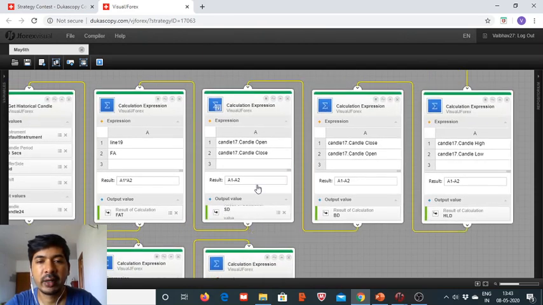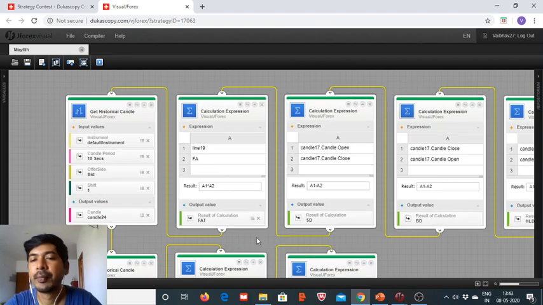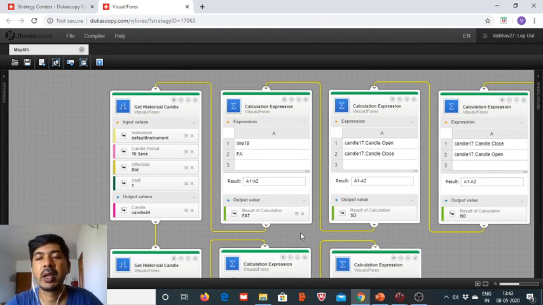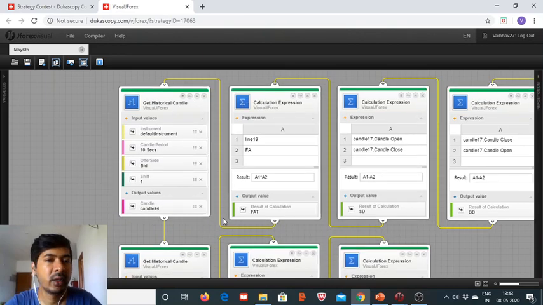For the sell side trade, when the closing value is less than the opening value, we do this calculation. We deduct the closing value from the opening value, and we compare it to the 50% of the hourly ATR, and it should be more than that. Here we have defined 50% of the ATR FAT.